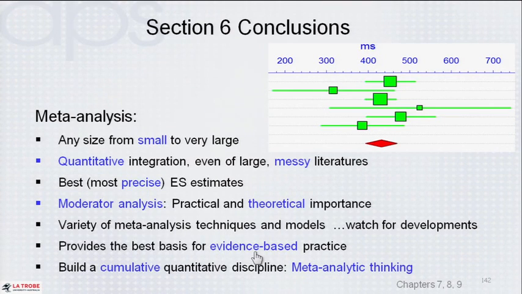It provides generally the best basis for evidence-based practice. And it's a key to building a cumulative, quantitative discipline. And estimation is at the very core. We've got to have effect sizes and confidence intervals, or essentially we can't meta-analyze.